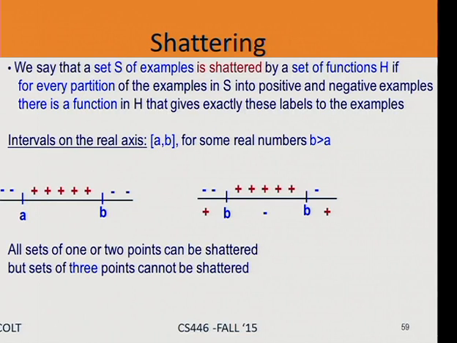So you will choose a specific labeling where you have 3 points. You'll choose the middle one to be negative and the other two positive, and this cannot be expressed using this set of functions. Okay, so all sets of 1 or 2 points can be shattered. Sets of 3 points cannot be shattered.